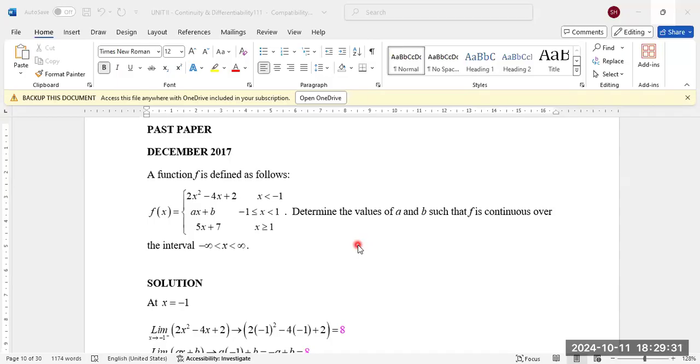So I was saying that when you're talking about going to the left, we're looking to use the less than sign.